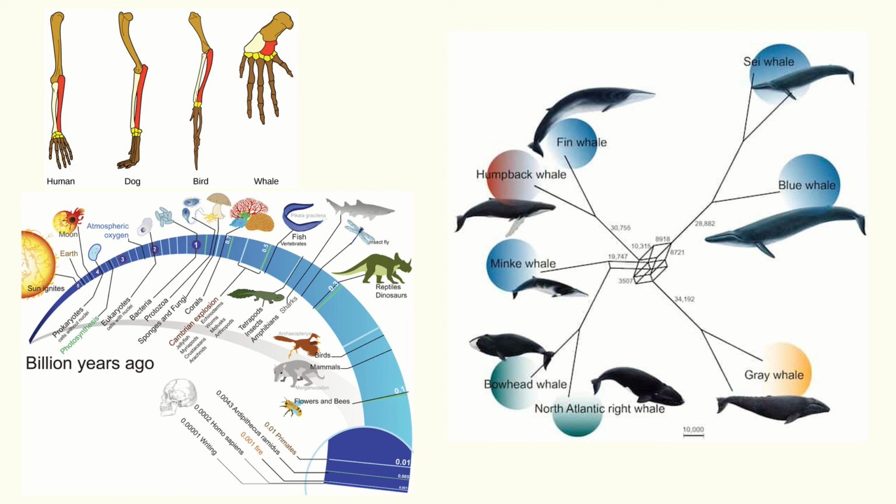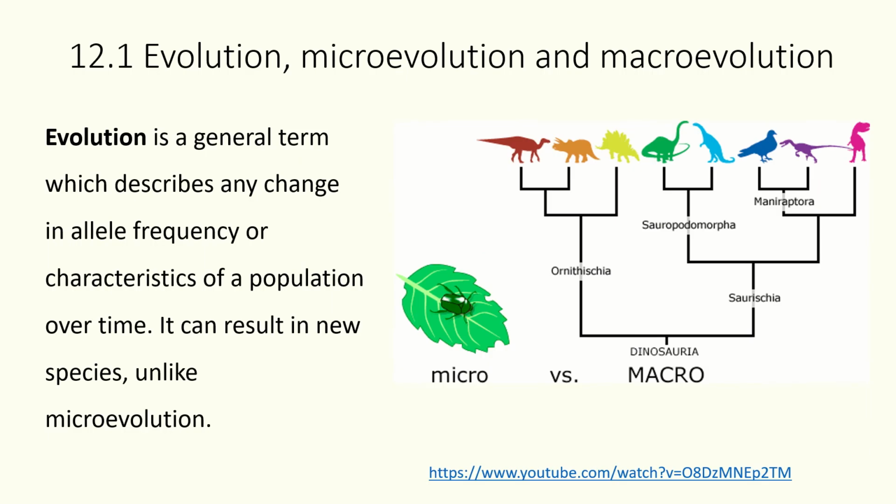So microevolution, change in allelic frequency or change in a gene pool that results in variation but no new species. Macroevolution results in larger changes that accumulate to cause new species to diverge. Evolution in general is just the term that we use to describe any change in allele frequency or characteristics of a population over time. It can result in new species, unlike microevolution. So evolution sits somewhat between micro and macro evolution.